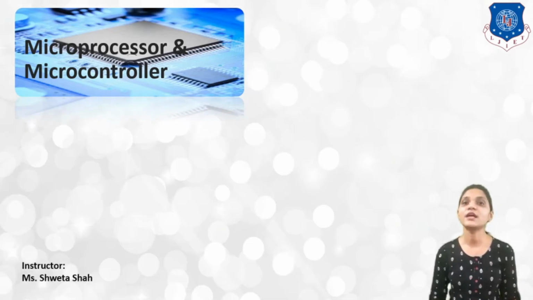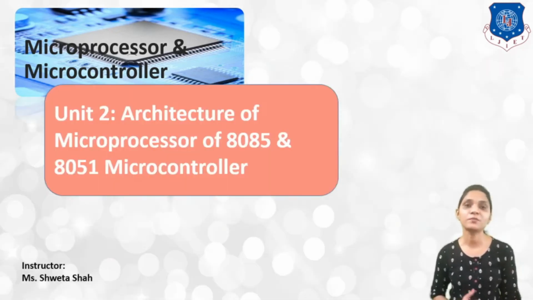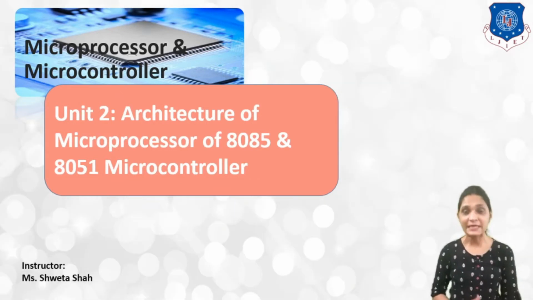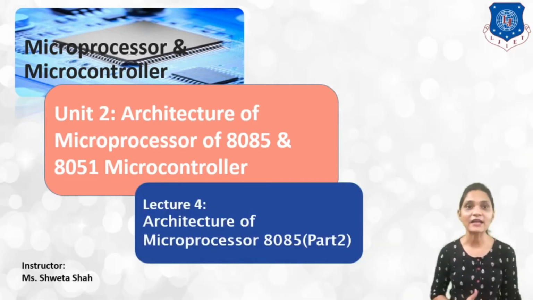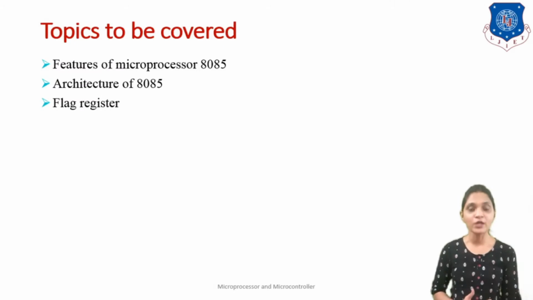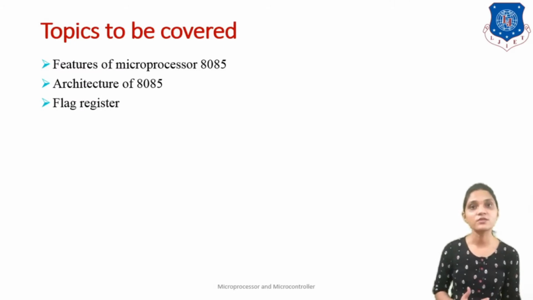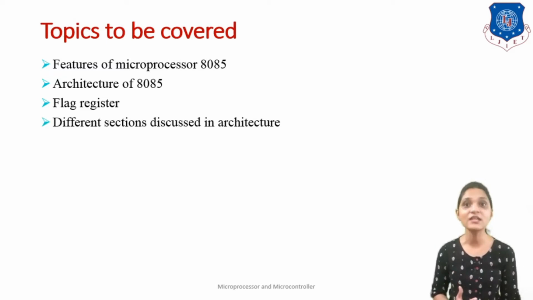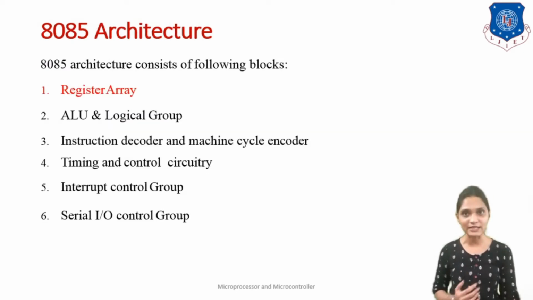In this subject we have started Unit 2, that is Architecture of Microprocessor 8085 and Microcontroller 8051. In this session we are going to see the architecture of 8085. In the last session we have seen the register array block from the architecture. In this section we are going to see the other sections that are included in the architecture.